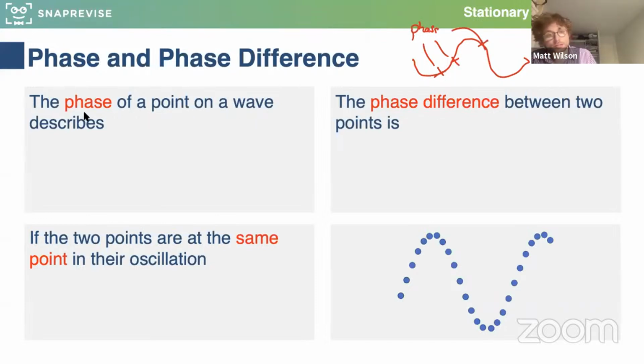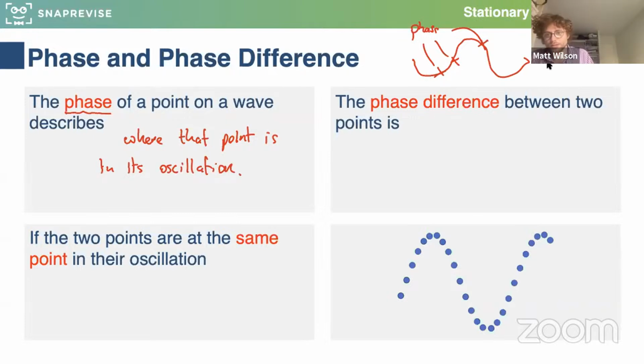So, fine. What exactly is the phase? Well, the phase of a point is there to describe precisely where that point is in its oscillation.